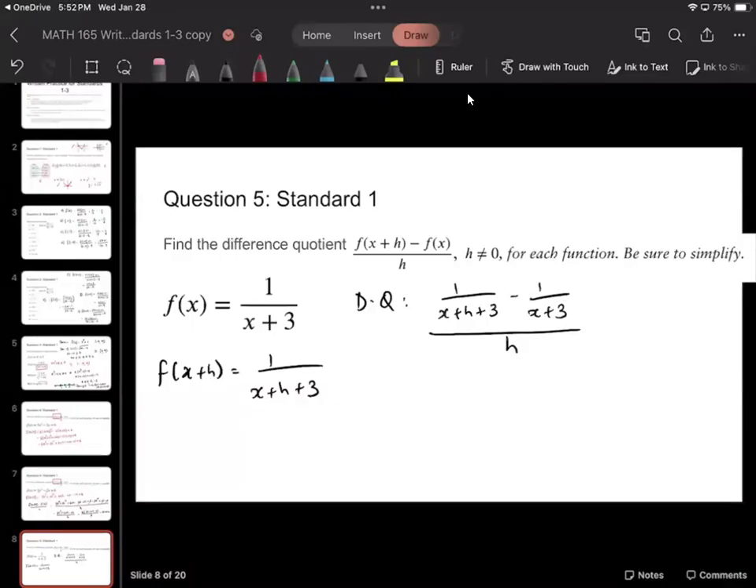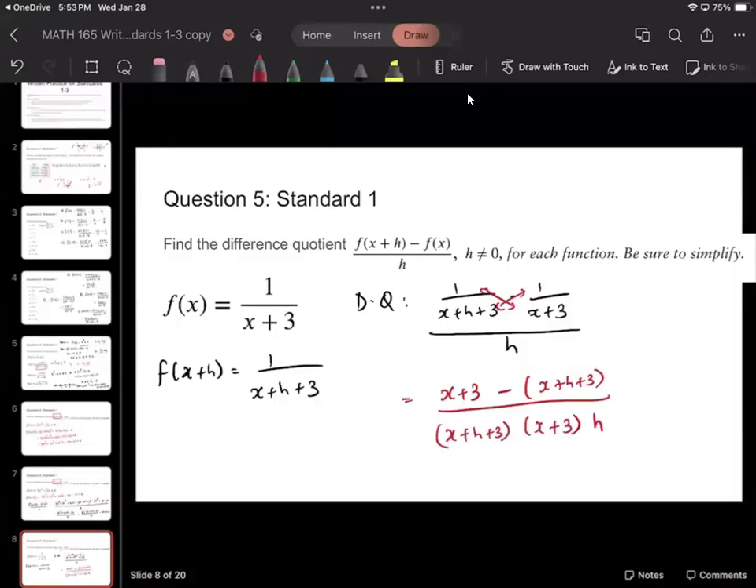You can do it any way you want. This is how I'm going to do it. I'm going to multiply these two. So I'll have x plus 3 minus, multiply these two, because 1 times x plus 3 is just x plus 3, minus x plus h plus 3, all over x plus h plus 3 times x plus 3, and then I'll put the h from the denominator.